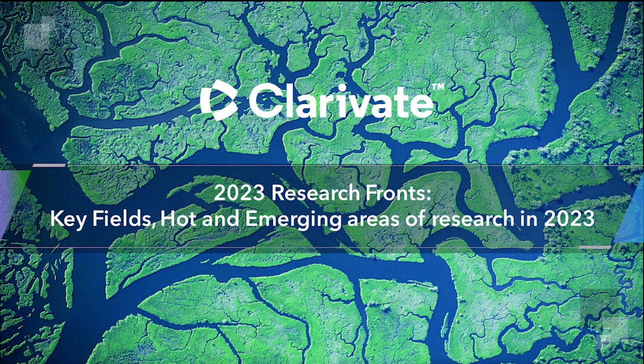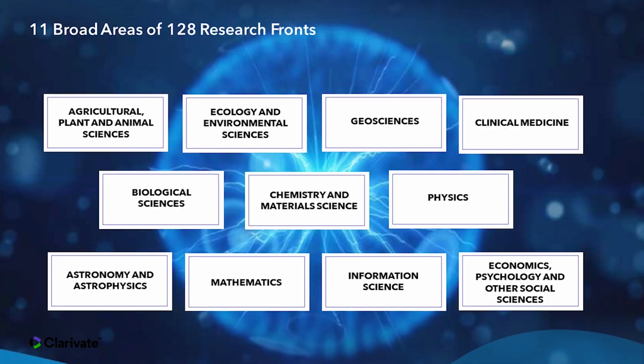So here is the list of the 2023 research fronts. I want to showcase the key fields, the hot and emerging areas of research in 2023. So these are the 11 key fields or broad areas: agricultural, plant and animal sciences, ecology and environmental sciences, geosciences, clinical medicine, biological sciences, chemistry and material science, physics, astronomy and astrophysics, mathematics, information science, economics, psychology, and other social sciences. So these are the 11 broad areas.